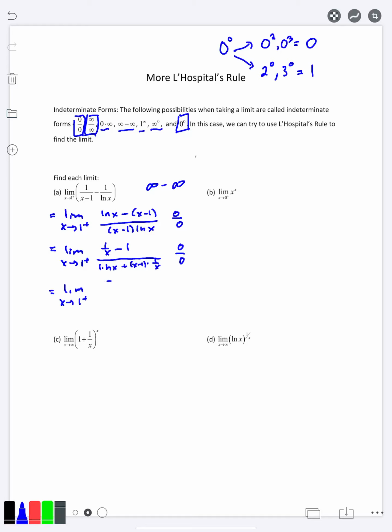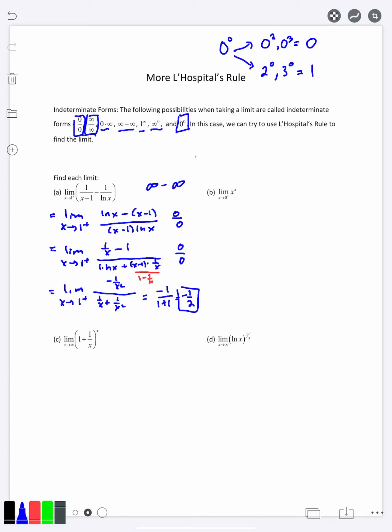And see, derivative of 1 over x is negative 1 over x squared. Derivative of ln x is 1 over x. The derivative of this thing, well, maybe I should simplify it before taking derivatives. That's going to be 1 minus 1 over x. So then that's going to become plus 1 over x squared. And at this point in time, we can go ahead and plug in 1 everywhere. And we're going to get negative 1/2. So in this particular case, infinity minus infinity is negative 1/2.